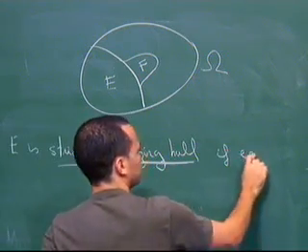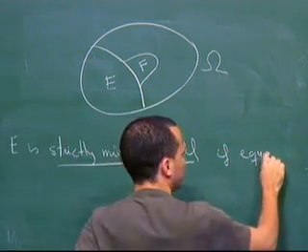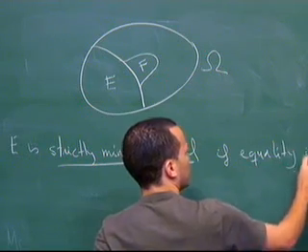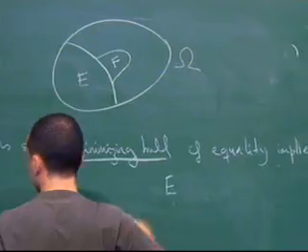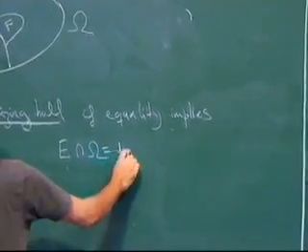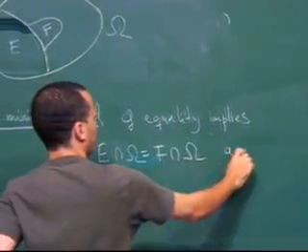If equality in there implies that the sets are the same. Well, the sets are the same almost everywhere.